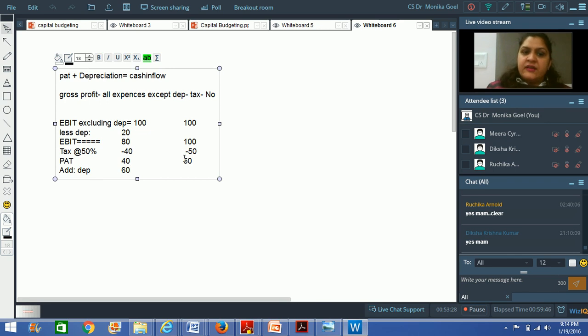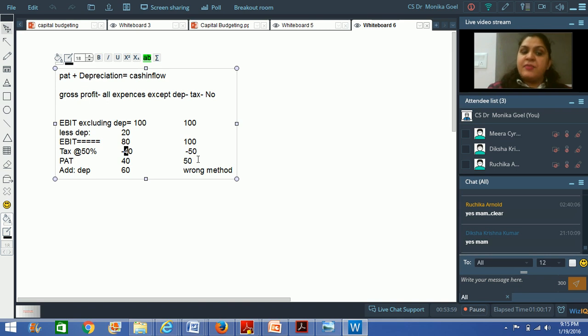Right? Now here, because I have taken depreciation into account, I will now add depreciation to find out the cash inflows. Now it becomes 60 rupees. So what I'm trying to say is, because I've not reduced depreciation, I will not add it. This second method is a wrong method. It's a wrong method. Why?